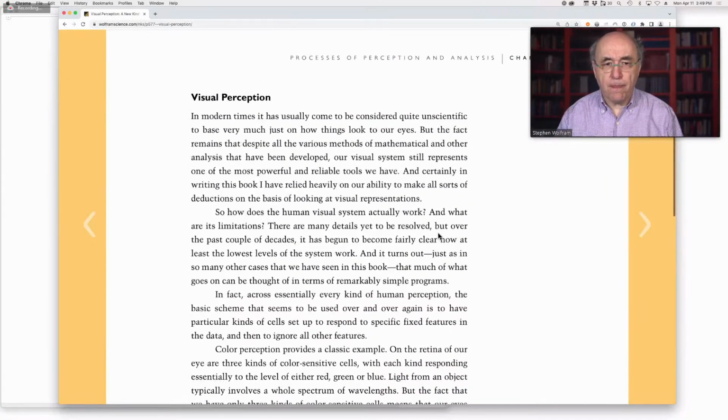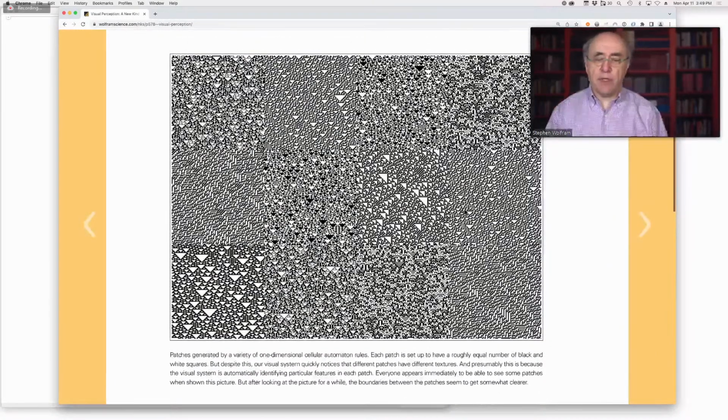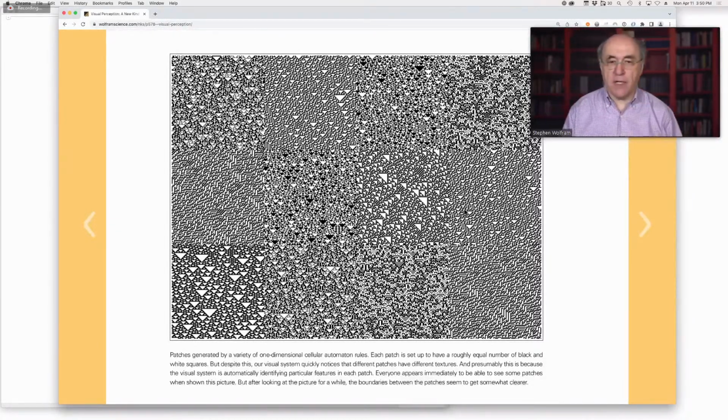So then I talk here about visual perception, and how this relates to the way that we perceive things. This is an interesting example. Everybody can see that this is broken into a patchwork, okay? How do we see that? If we were to just measure the average density of black and white cells, every patch has the same average density of black and white cells. But somehow we notice something in those patches that allows us to distinguish them. There is something in our visual system that's recognizing the texture of those patches, and it isn't just the average number of black and white cells.